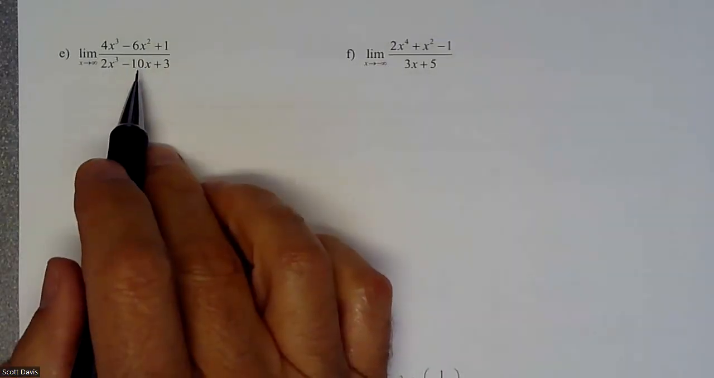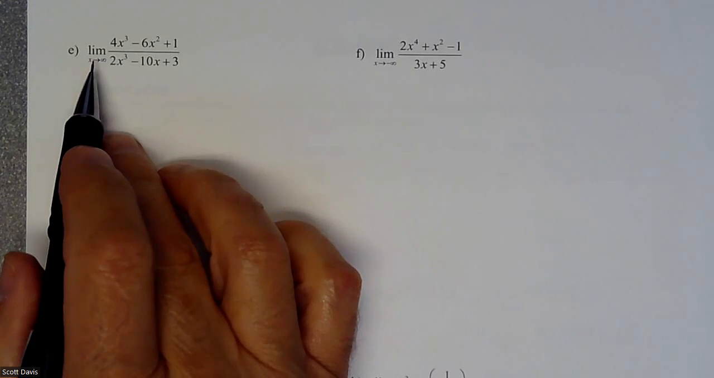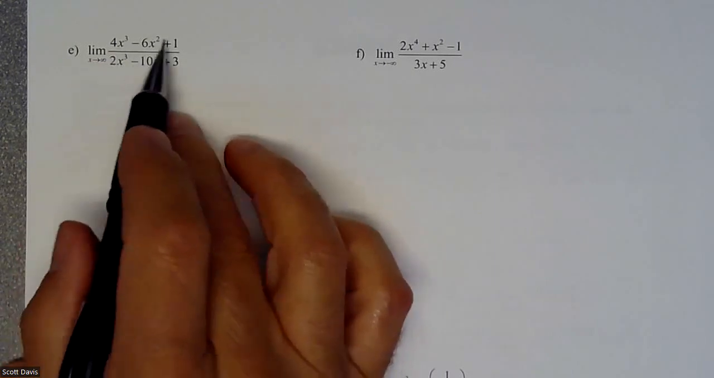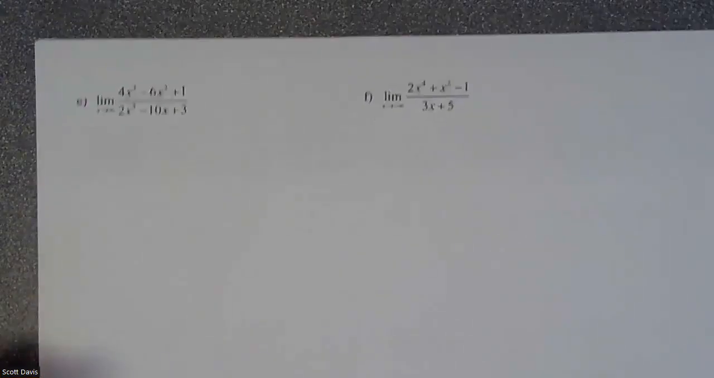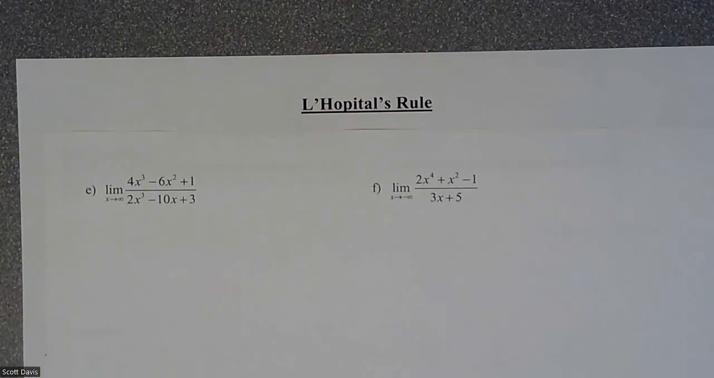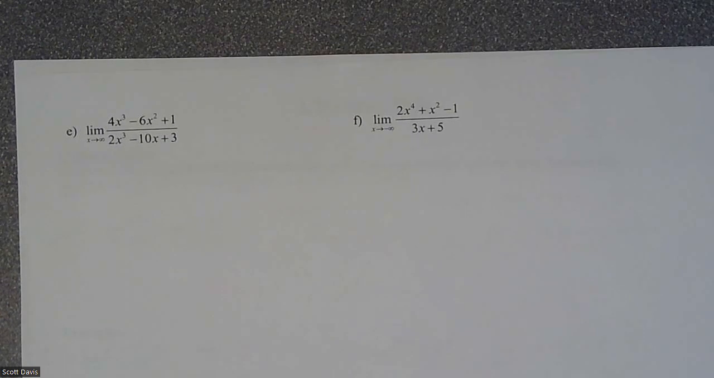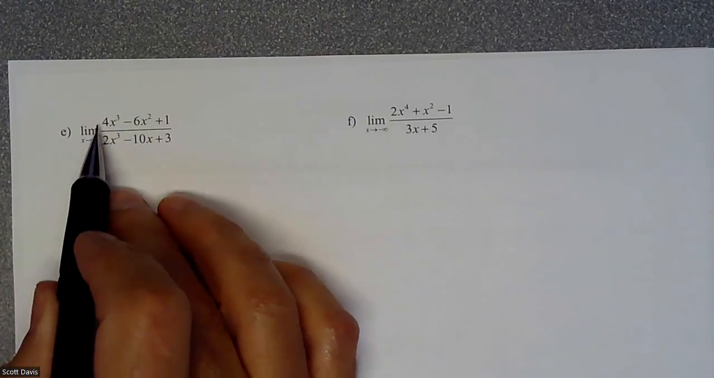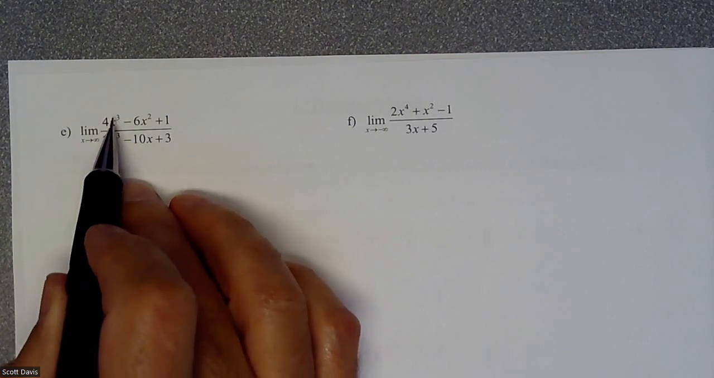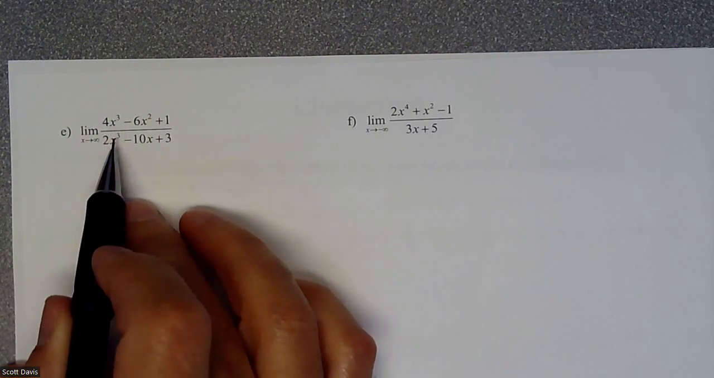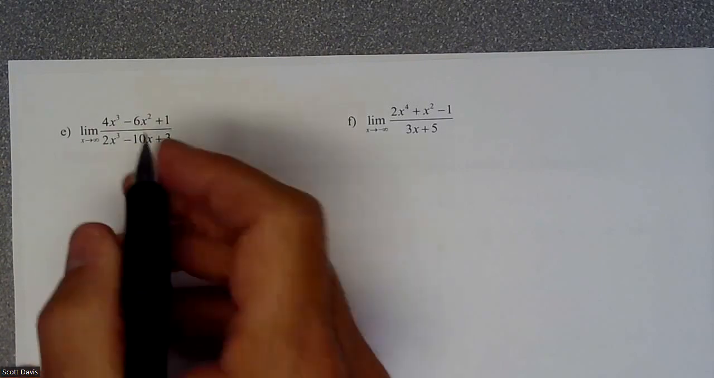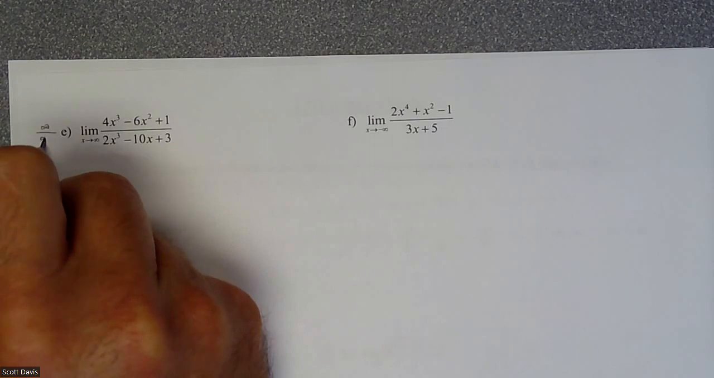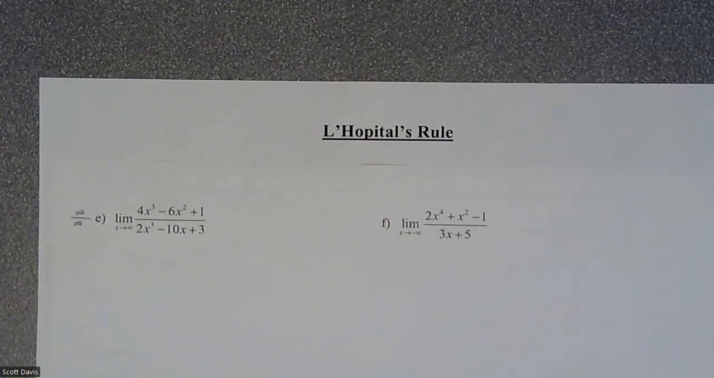In this example, we are going to be doing a limit. This time we're going to be plugging in as x goes to infinity. And so what I want to figure out is, is this a L'Hopital's rule kind of situation? In general, you're going to be plugging in a value. So you have an infinity over an infinity, right? And that is exactly the situation that warrants a L'Hopital's rule.